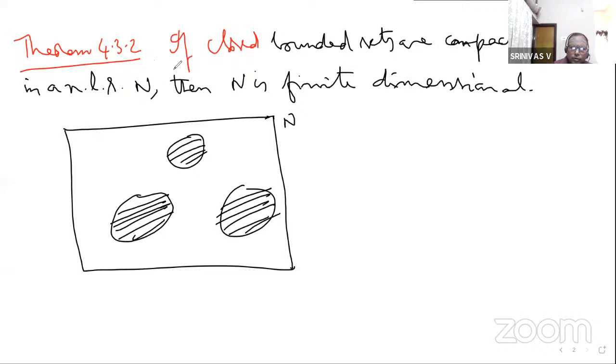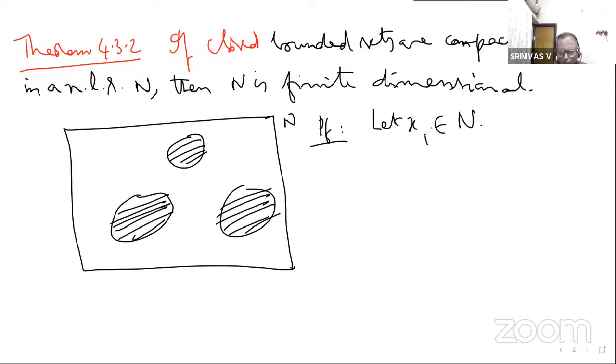Let us see how. To prove this, we'll use the previous proposition. So we'll proceed like this. You take an element x1 in N. Usually your space should be non-trivial, then only it is interesting. So let x1 be an element in N. N is a normed linear space and non-empty, so there exists an element x1 in N.